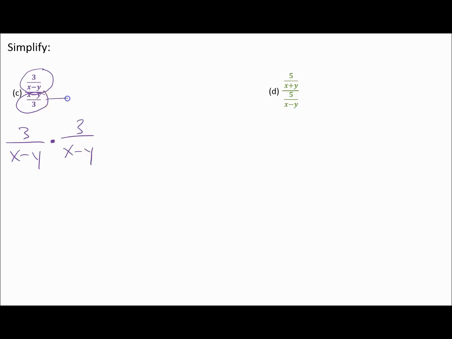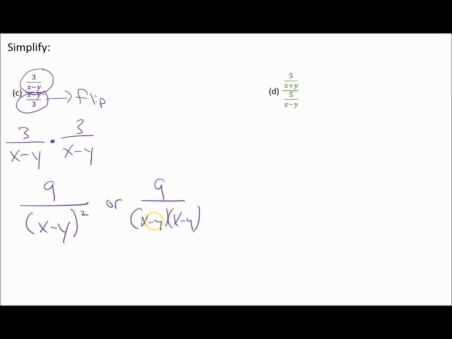So again, we flip this one right here. Now I'm ready to multiply. Nothing cancels. 3 times 3 is 9 over x minus y times x minus y. I can write it as x minus y squared, or I can write it as 9 over x minus y times x minus y. And I don't have to distribute this denominator. I don't have to use the FOIL method there. It is just fine, completely factored.